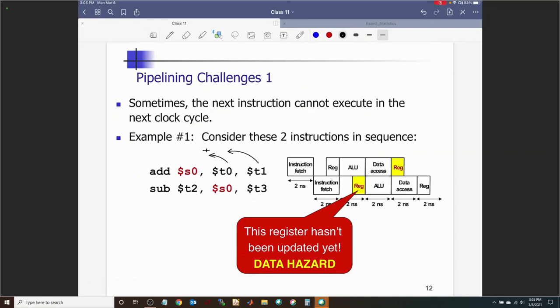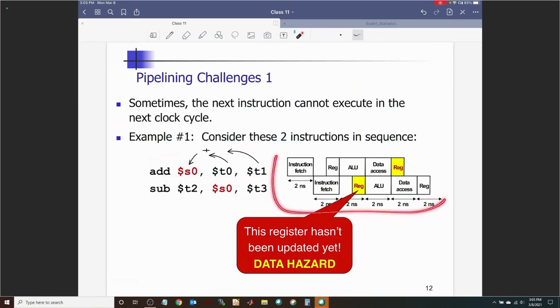And you are putting the result into S0. But if I immediately use S0 as an operand in the next instruction, I may have a problem. Why? Does this S0 have the result of this addition, or is it before the addition was done? If you wanted this to be using the result here, then you may or may not have finished that add instruction. So you are in trouble.